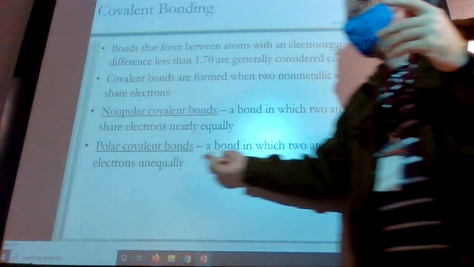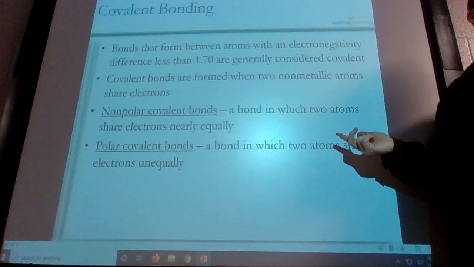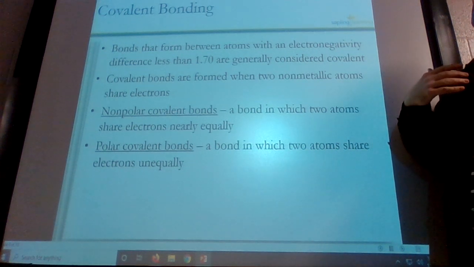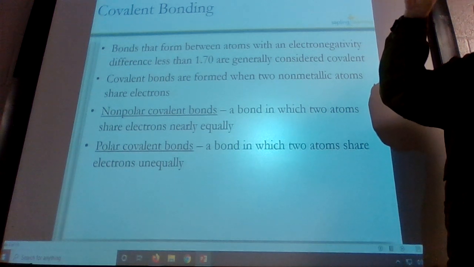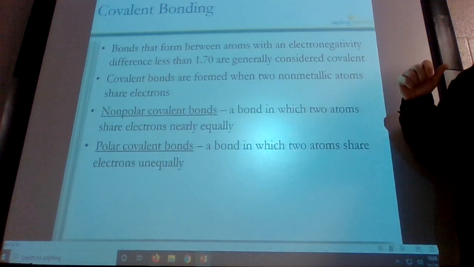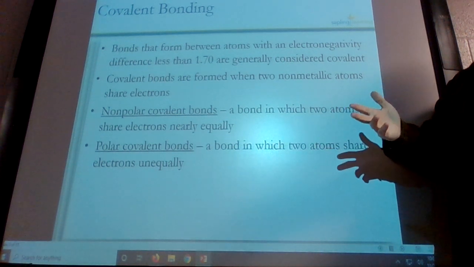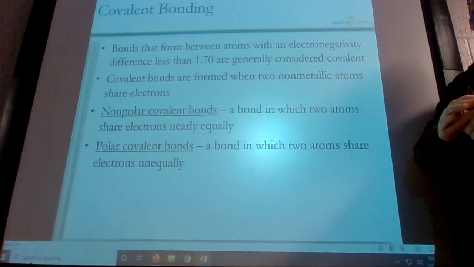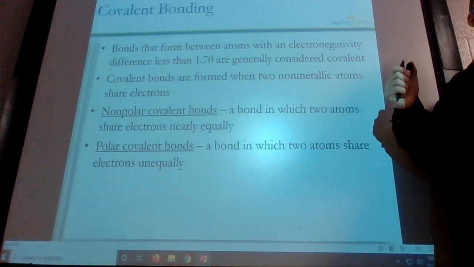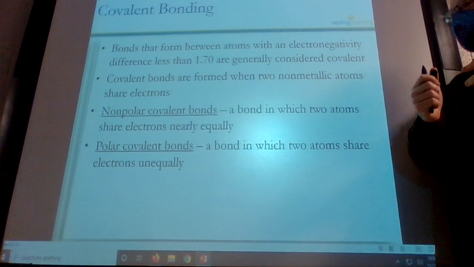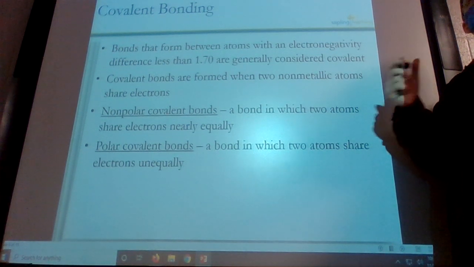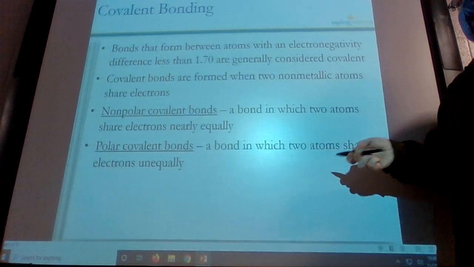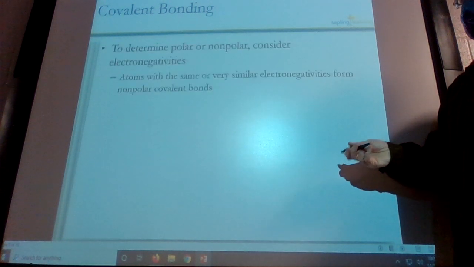Polar covalent bonds are where you have an atom that has a stronger attraction for electrons. It's going to hog the electrons most of the time. They're sharing, but they're sharing like your friend shares their video games when you go over to their house to play video games. Most of the time, they're the one playing it. If it's not a multiplayer game, but it's shared equally in nonpolar ones and not shared equally in polar ones, and we'll see examples of that.